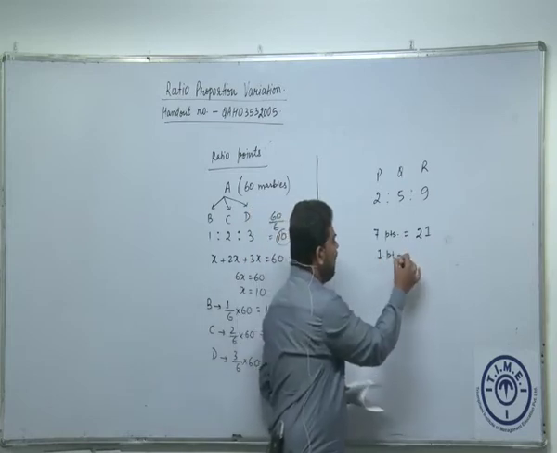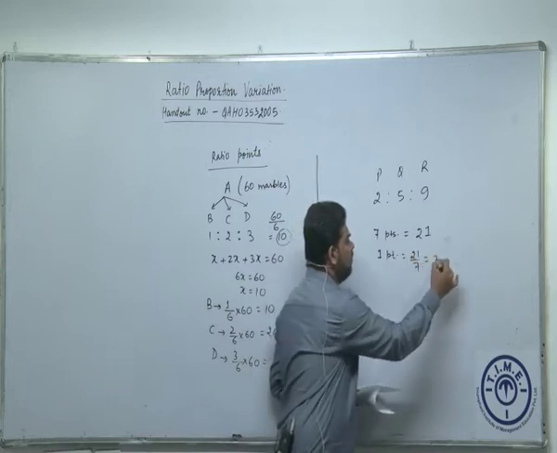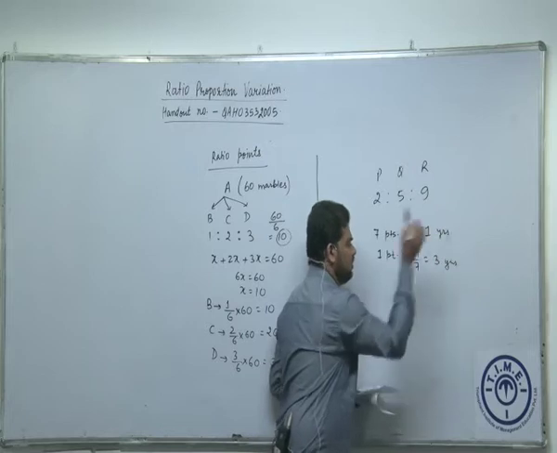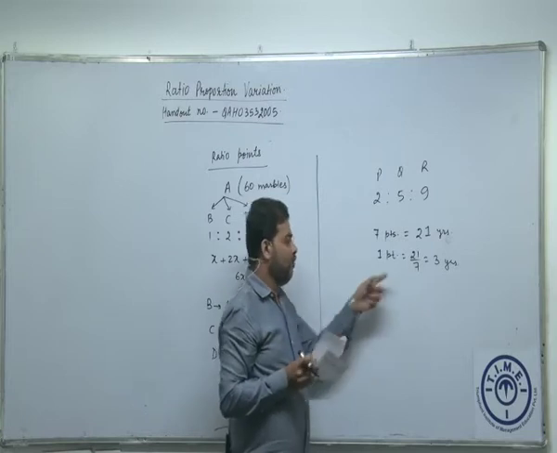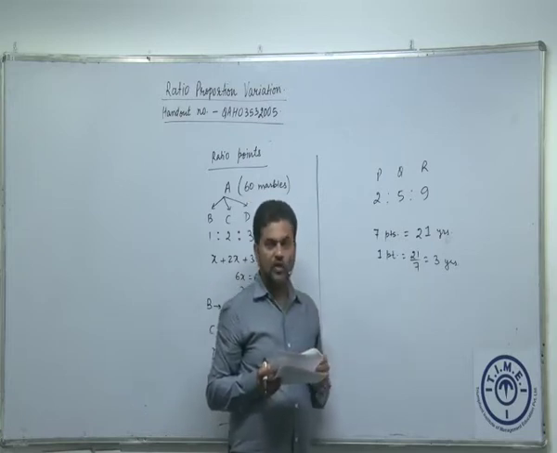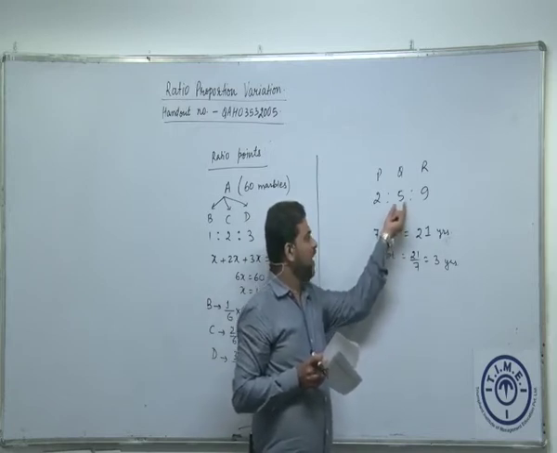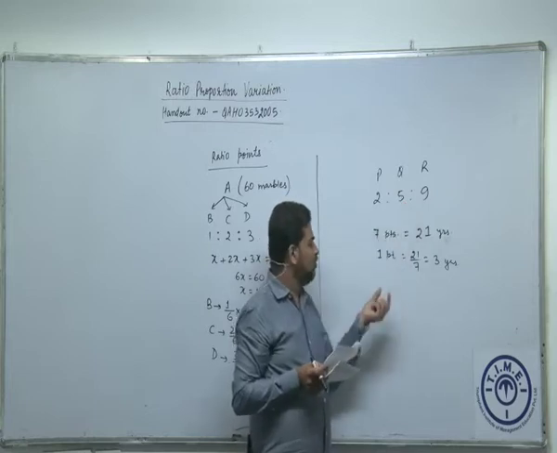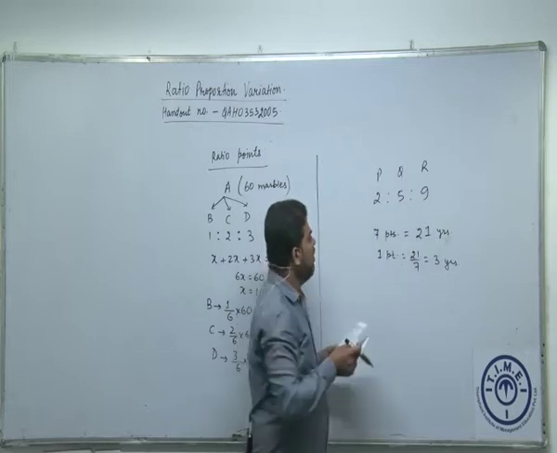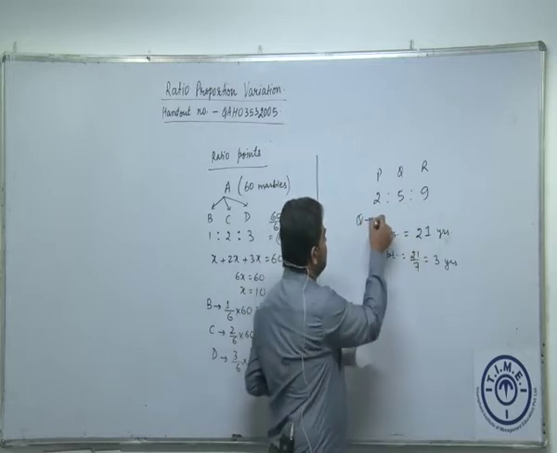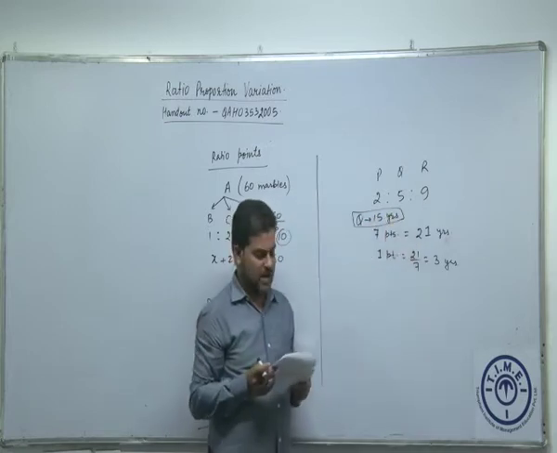So what is 1 point equivalent to? Can I say 1 point will be equivalent to 21 divided by 7, which is 3 years? So 1 ratio point is equivalent to 3 years. What are they asking? They are asking you to find the age of Q. It is 5 ratio points, isn't it? So 5 ratio points will be equal to how many years? Because 1 ratio point is equal to 3 years, 5 ratio points will be equal to 5 into 3, which is 15 years. So the age of Q is 15 years.